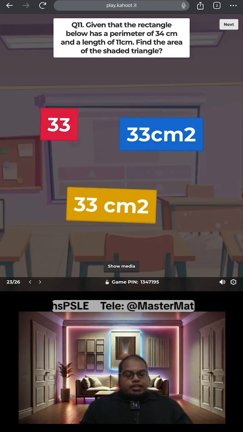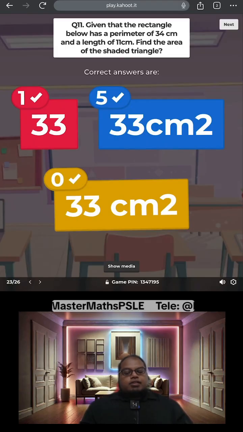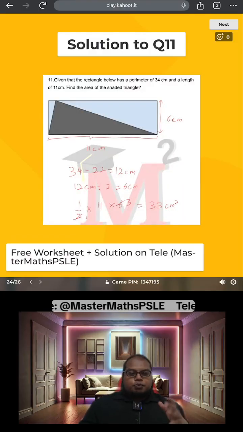Okay, let's see. Yes, 33 cm². And 6 of you put cm². I'm guessing there are some more of you who wrote the correct answer but never put cm², or you just put cm?